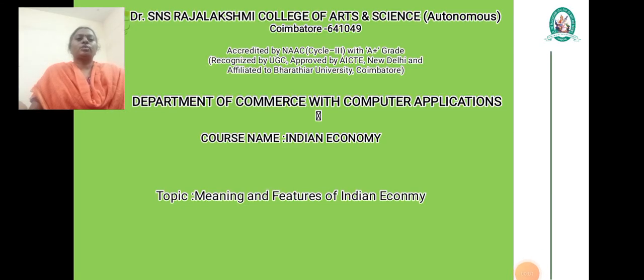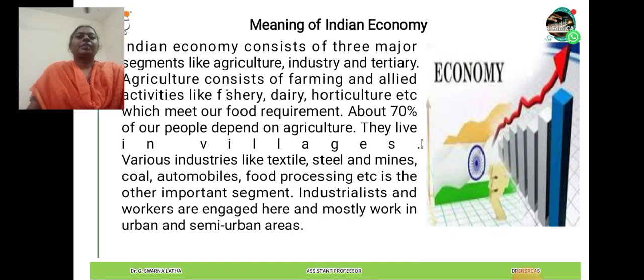The subject which we are going to see is Indian economy. The topic which we are going to see is the meaning and the features of Indian economy. Indian economy is an underdeveloped economy in which agriculture is the backbone of Indian economy.